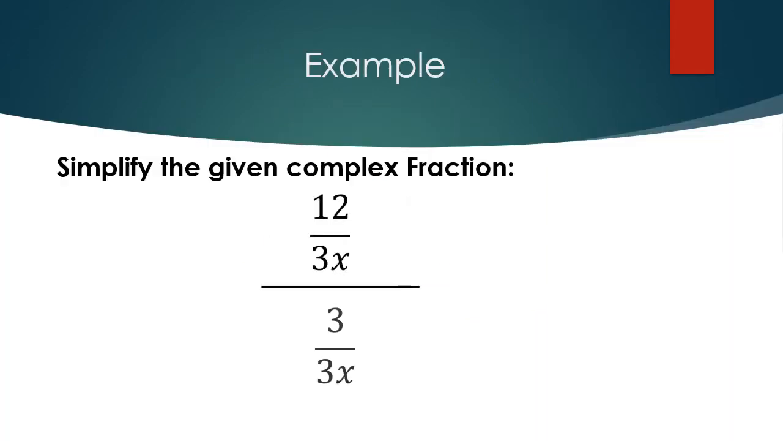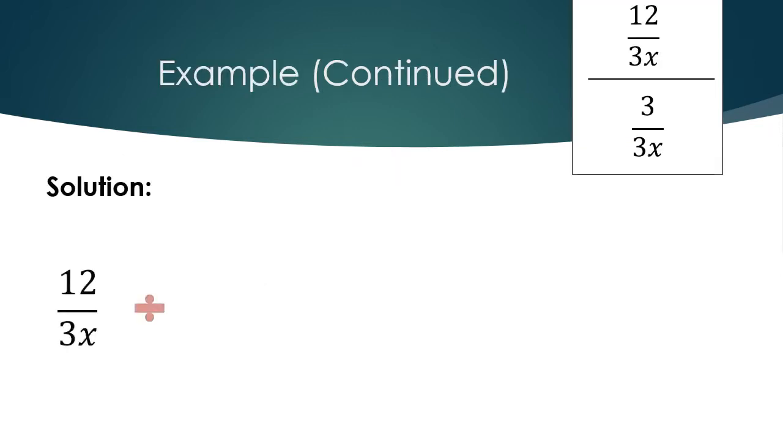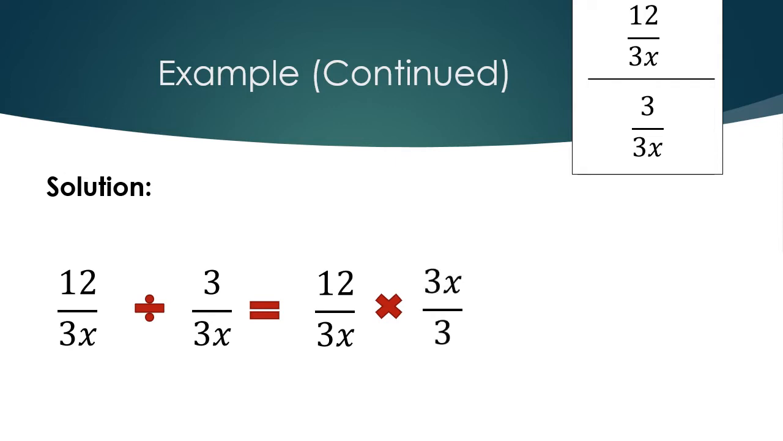Now we have a complex fraction and we need to simplify it. So we're gonna use the idea of keep, change, flip. We're gonna keep the first fraction, change the division sign into multiplication, and flip the second fraction. In other words, we're writing the reciprocal of the second fraction. And I notice by doing that, I can simplify the 3x. Also, I can simplify 12 over 3, and that's 4 over 1. Therefore, the final answer is 4.